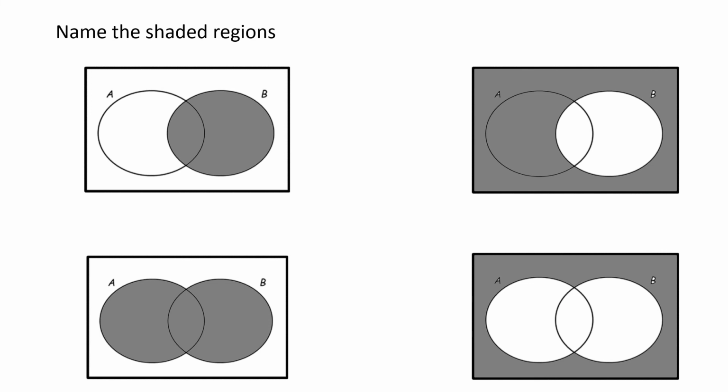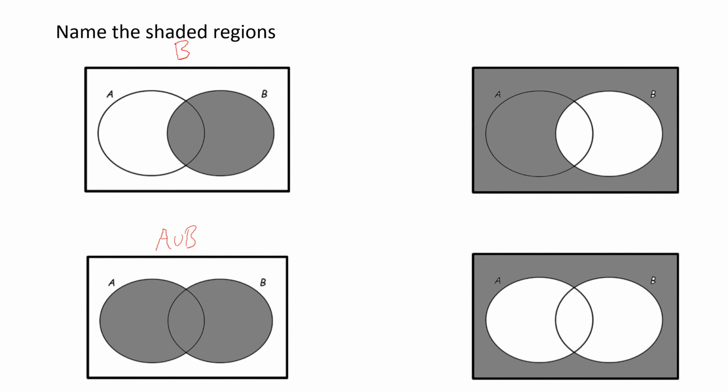Okay, let's go. So the first one is just the B circle. So the region is just B. The one underneath it, I'm going to do next, is the union of the A circle and the B circle, because it's all of the A circle and all of the B circle combined.